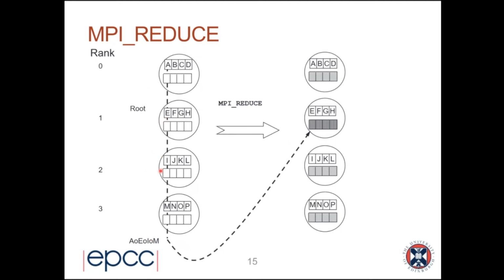So A plus E plus I plus M is put into the first element of the receive buffer of the root process. So the fact is, count is not the number of processes. The number of processes is implicit. It's done across all the processes in the communicator. Count is how many reductions you want to do. And so a single reduction operation with count equals 4 is functionally equivalent to 4 reduction operations of count equals 1, but it is much faster to do a single reduction operation of count equals 4.